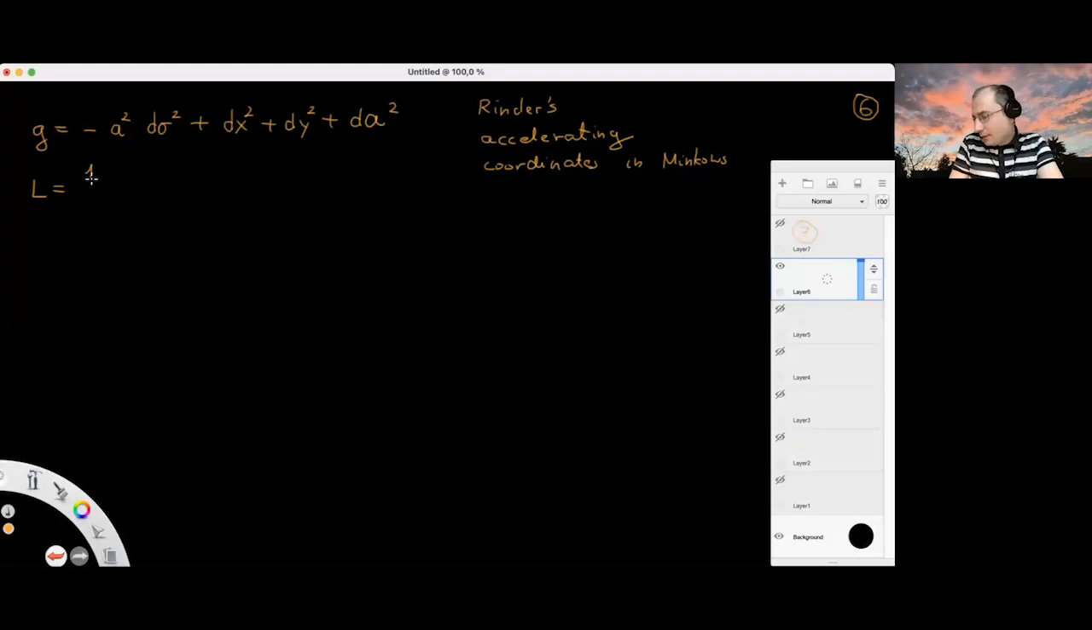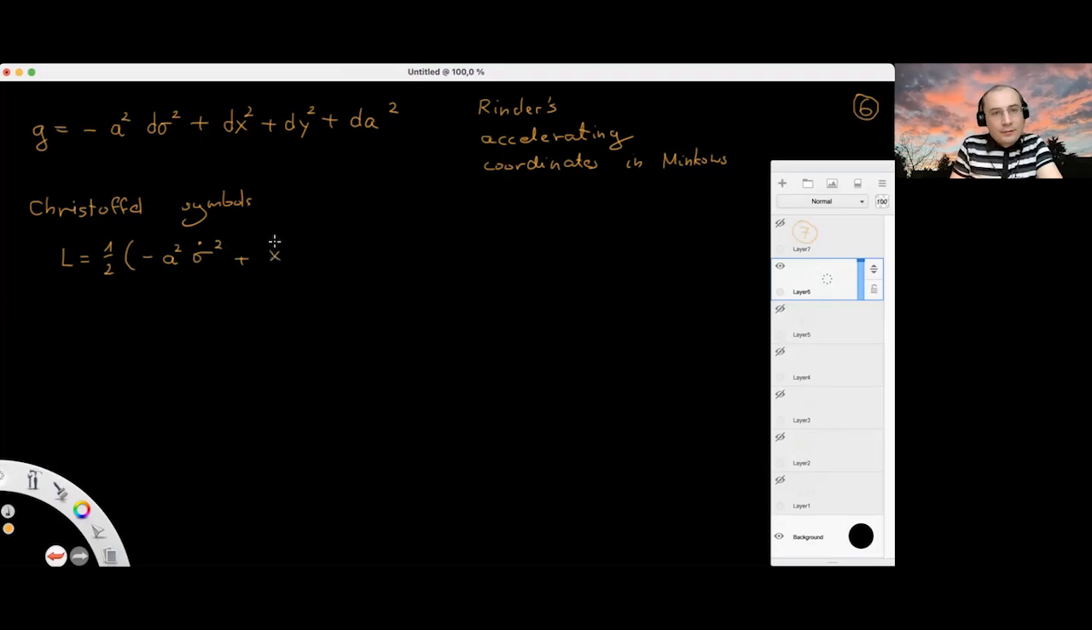So again, we begin by calculating the Christoffel symbols, and we do it. Let me write it here. We need to calculate the Christoffel symbols. Again, we do it using the Lagrangian method. The Lagrangian takes a fairly simple form.